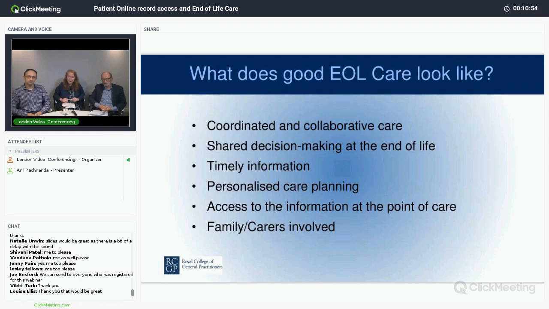And you want, as long as that's what the patient wants, you want the family and carers to be involved. And as we know, particularly people who want to be cared for and die at home, their family and their carers are absolutely critical to making that work. And we really need to help support them with information, as well as support them in other ways.